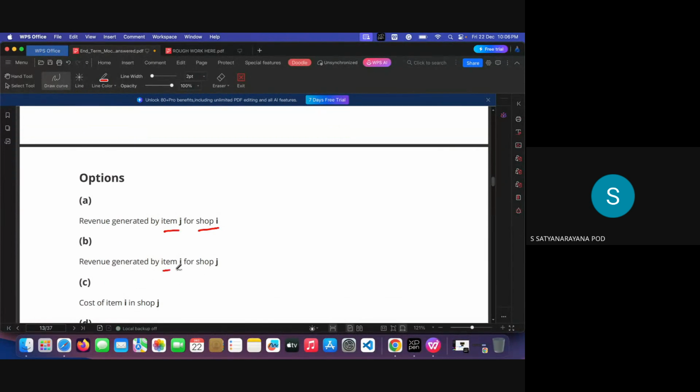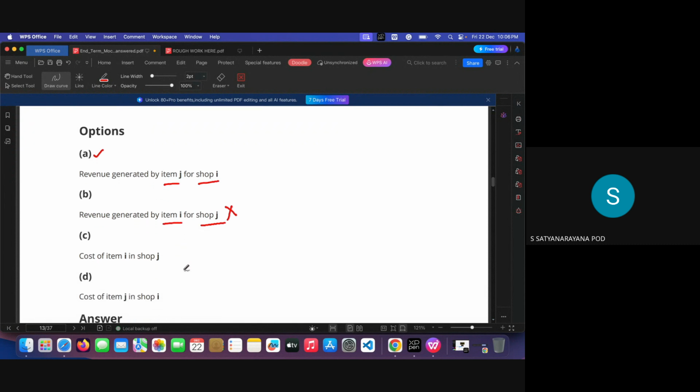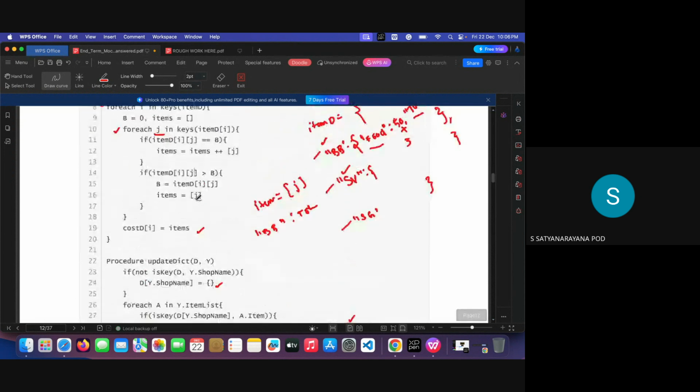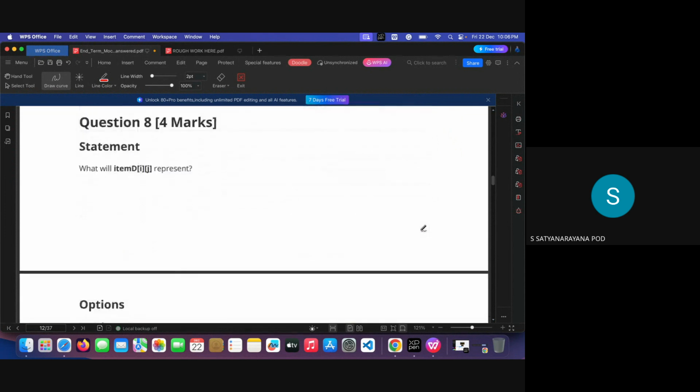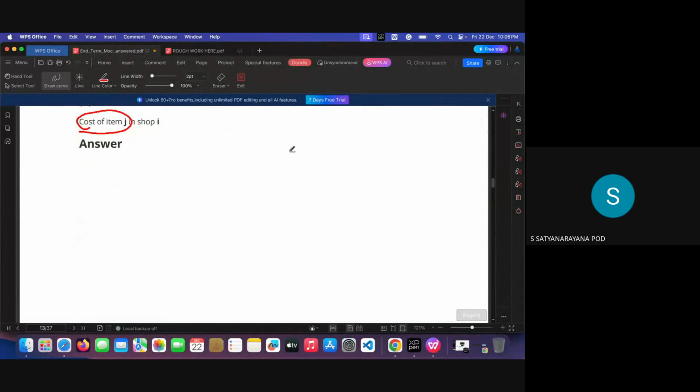But here they did reverse order. Outer loop they considered for item, inner loop for shop. So it's wrong. And here one cost is not maintained. Definitely it is a total revenue. No way of one cost. Here all costs are added. See, look at all costs are added. Here addition is done. When addition is done, total revenue is calculated. So the right answer is A.